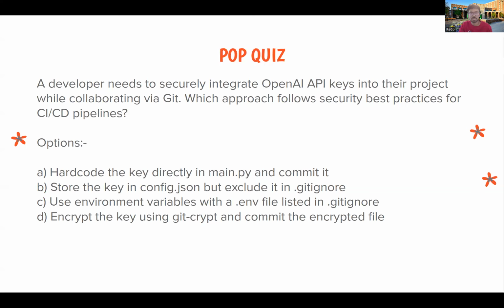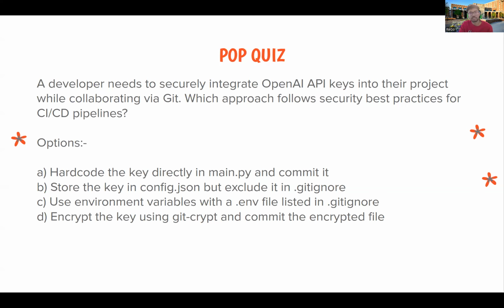A developer needs to securely integrate OpenAI API keys into their project while collaborating via Git. Which approach follows security best practices for CI/CD pipelines? Okay, there are some API keys to be added to the project. What is the best way? Hardcode the key directly into main.py and commit it.